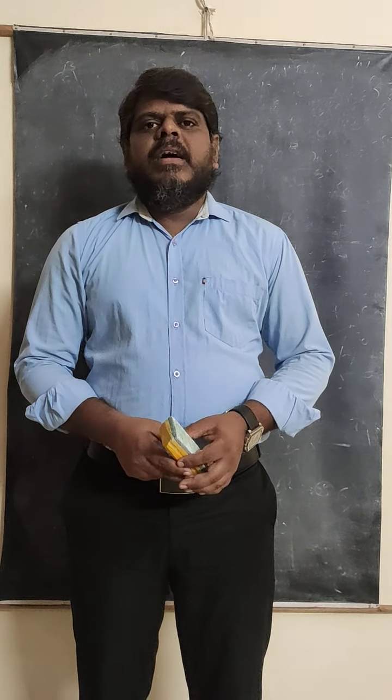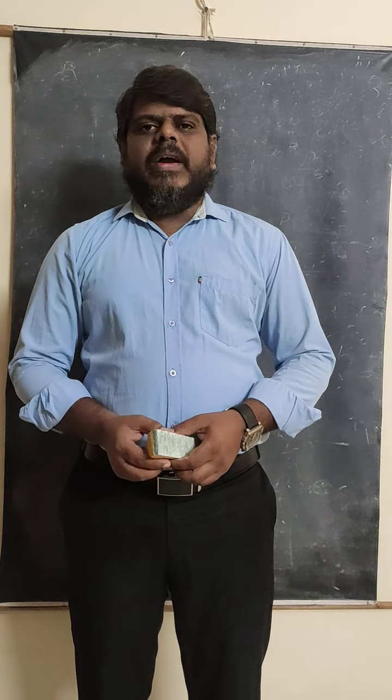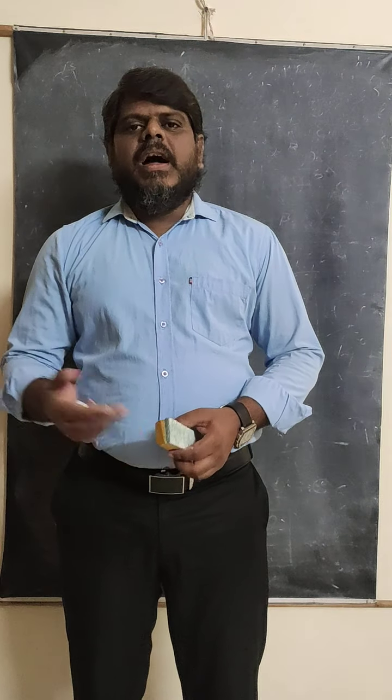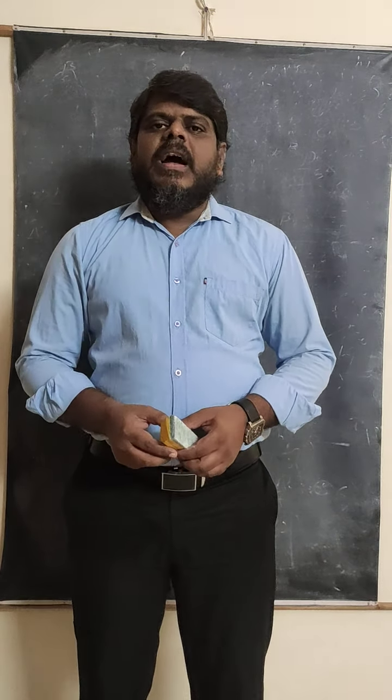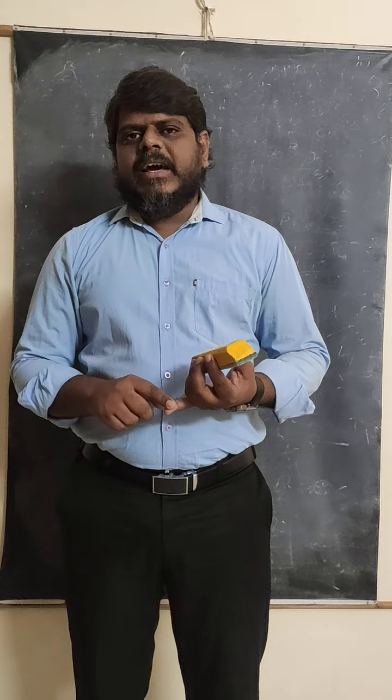In the last class we discussed the simple microscope: how it works, where the final image forms, and which type of image is formed. When I use the simple microscope, a virtual, erect, enlarged image is formed behind the object. And we calculated the magnification of the simple microscope in two conditions: one at the near point and another at the far point.